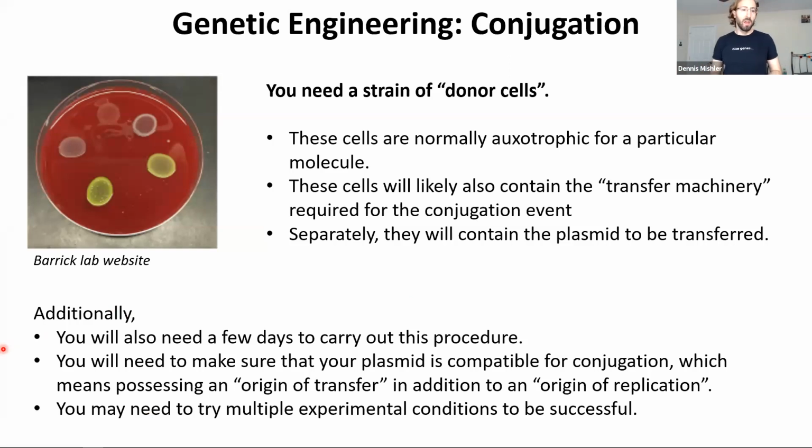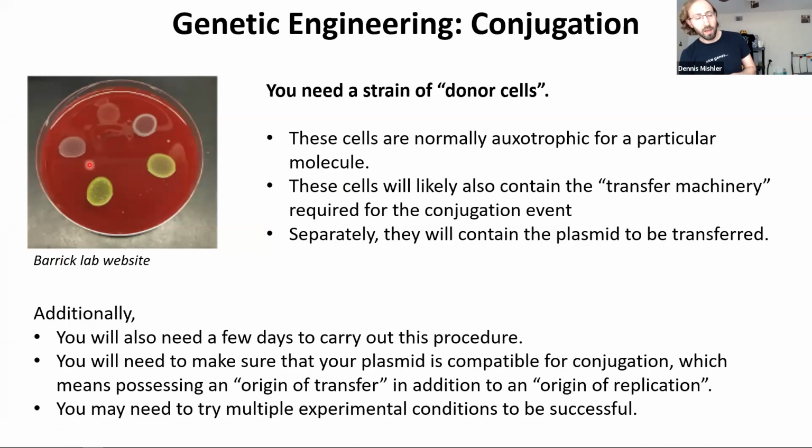All right. You're going to need to make sure that your plasmid is compatible for conjugation. So your plasmid needs to have a distinct origin of transfer as well as an origin of replication. Okay. All plasmids need origins of replication, but only those that you're conjugating need an origin of transfer. Okay. And importantly, you may have to try multiple experimental conditions to be successful. Commonly, people will not just do one conjugation at a time. They'll do like five.